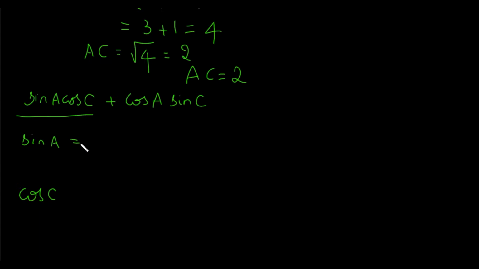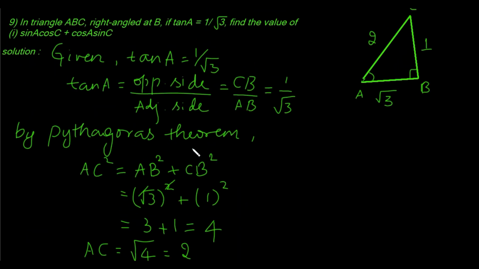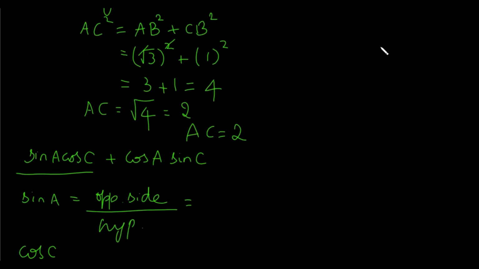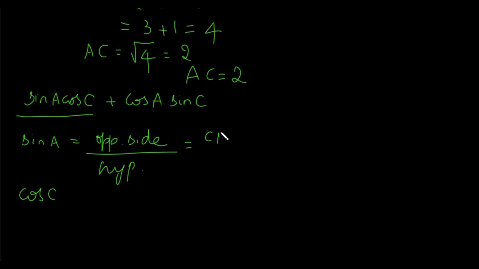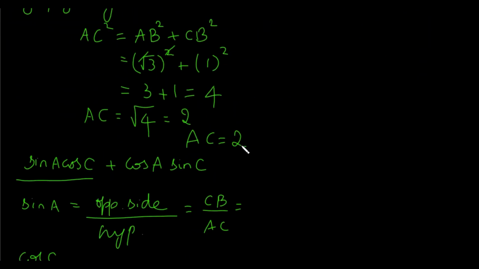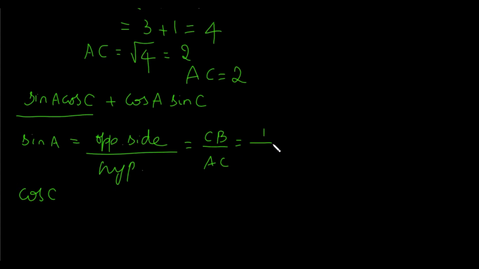So sin A is equal to opposite side divided by the hypotenuse side, which is the trigonometric ratio for sin. The opposite side, as we see in the figure, is CB and the hypotenuse side is AC. So let's write it, CB divided by AC. The value of CB in the figure is 1 and AC is 2, so it's going to be 1 divided by 2.